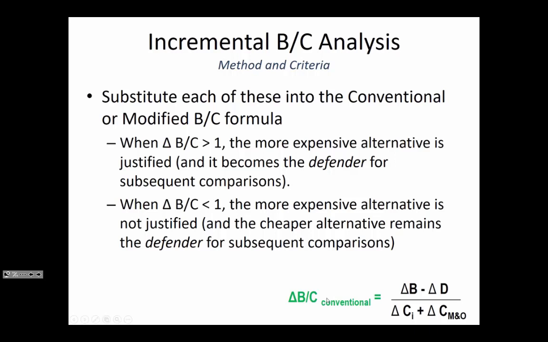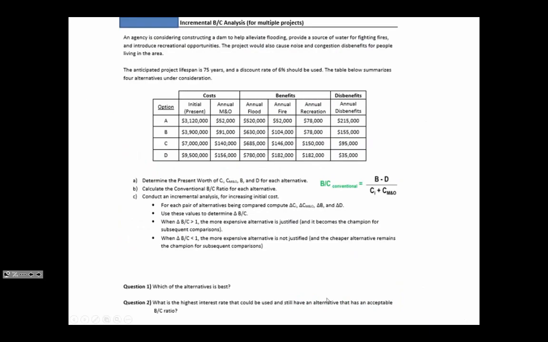And so again, we have another factor come into play, as it did before, and that is, when you reject an alternative, then you don't use it as a comparison baseline for the next alternative. And let me show you what I mean. In the in-class exercise we're doing today, there's 4 options, A, B, C, D. And these are all flood control options. We don't know exactly what they are, but they have different initial costs, different maintenance and operational costs. They provide a variety of benefits, and there are some disbenefits associated with each. We're trying to find out which one we should do.